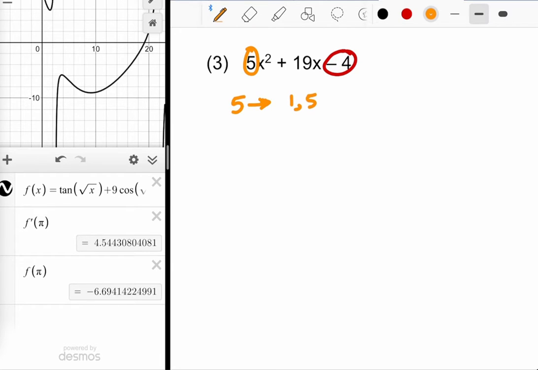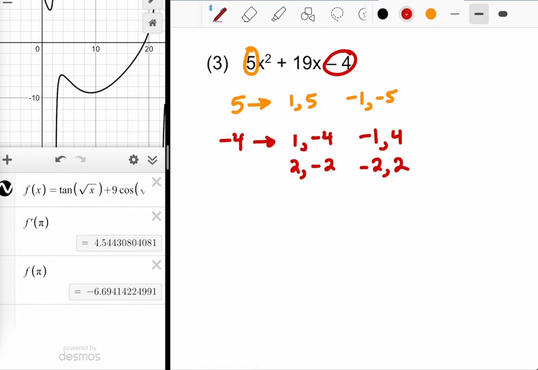1 and 5, -1, -5, all right? And the C term, -4 is the C term. So 1, -4, -1, +4, 2, -2. You could also say -2, +2.